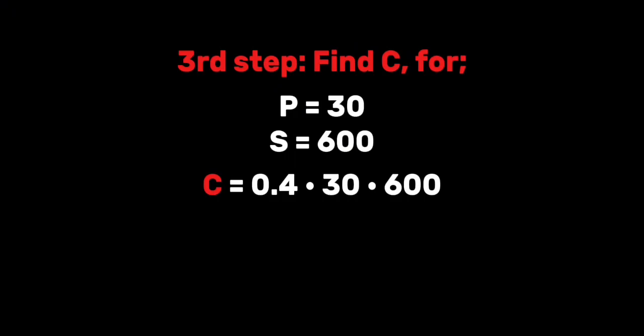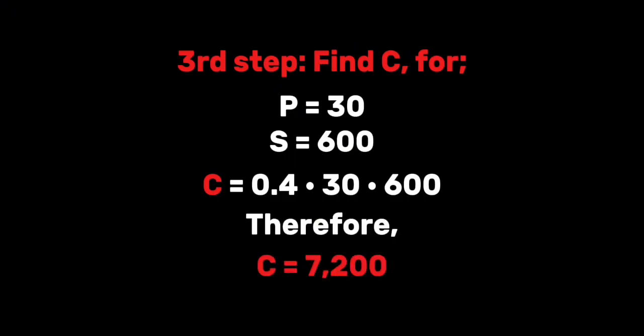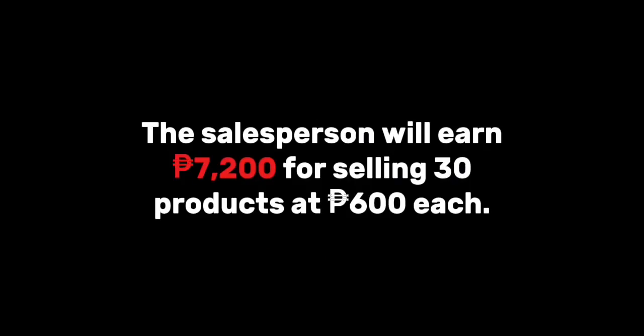Step 3, find C for P is equal to 30 and S is equal to 600. So, C is equal to 0.4 times 30 times 600. Therefore, C is equal to 7,200. And our final answer is the salesperson will earn 7,200 pesos for selling 30 products at 600 pesos each.